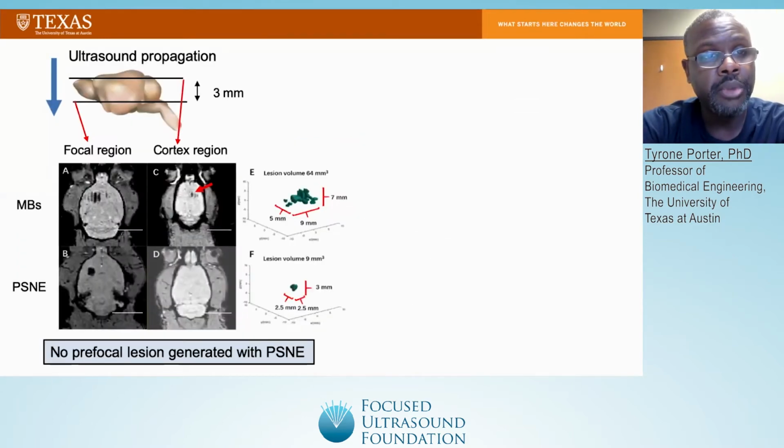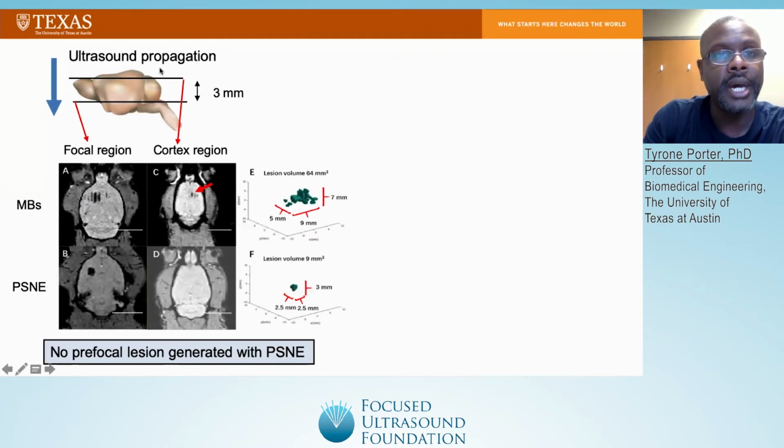So the ultrasound beam propagation is shown at the very top through the brain. The cortical region is at the very top. The focal region is positioned at a location within the brain.